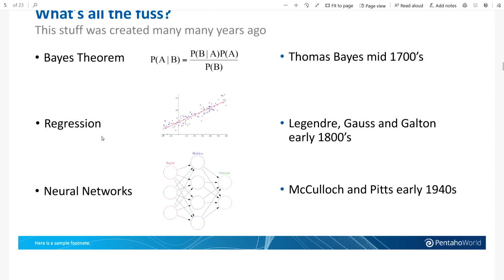The second algorithm is the regression algorithm, which is finding a continuous point over time, which involves the legendary Gauss and Galton, and was introduced in the early 1800s. Then we come to neural networks, which were designed by McCulloch and Pitts in the early 1940s.